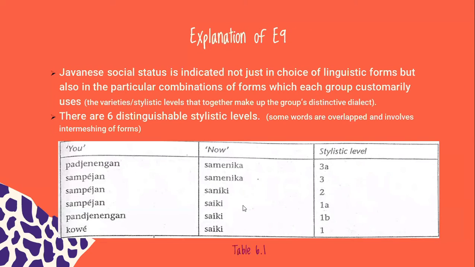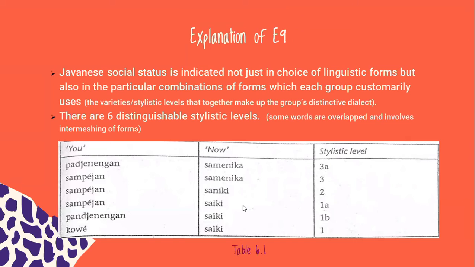So Javanese social status is indicated not just in the choice of linguistic forms, but also in the particular combination of forms which each group customarily uses. So these are the varieties of stylistic levels that together make up the group's distinctive dialect. So here are the 6 distinguishable stylistic levels.